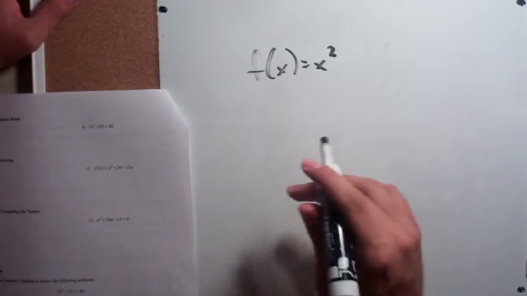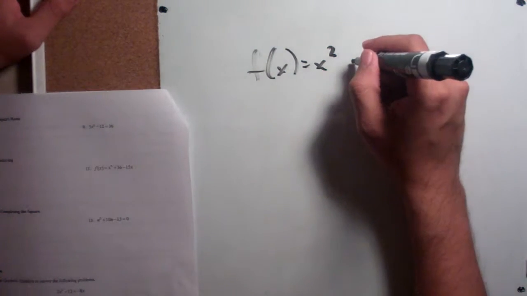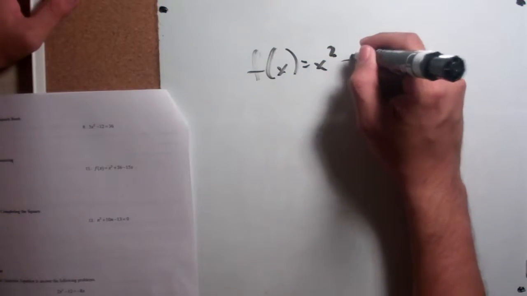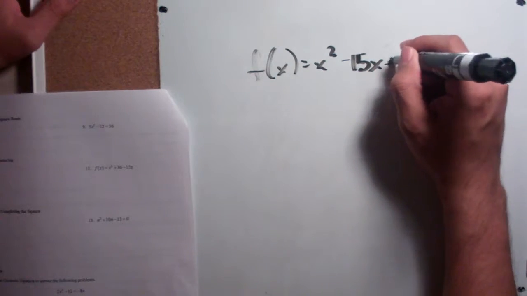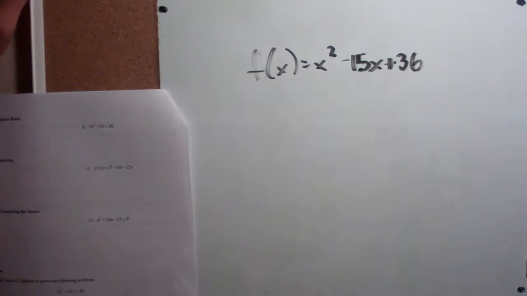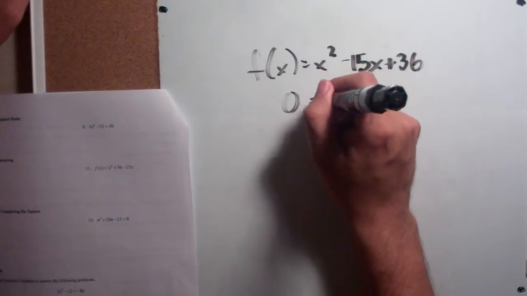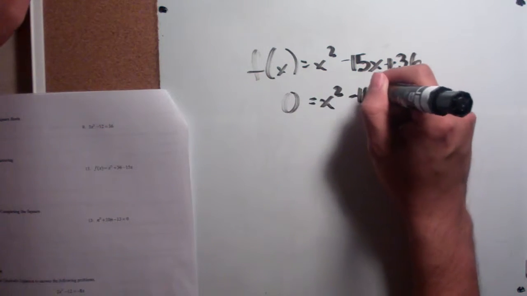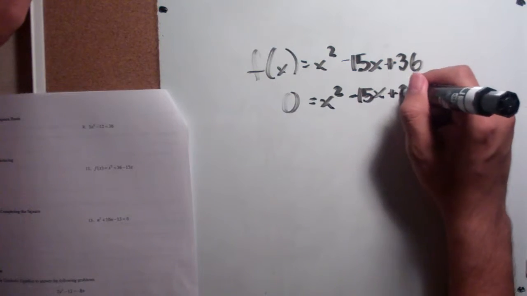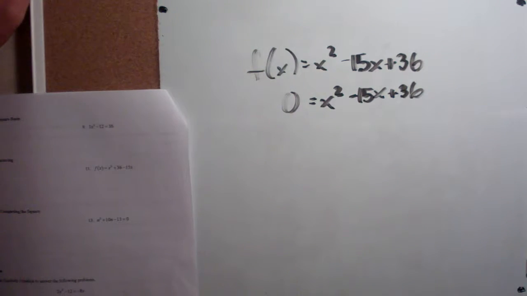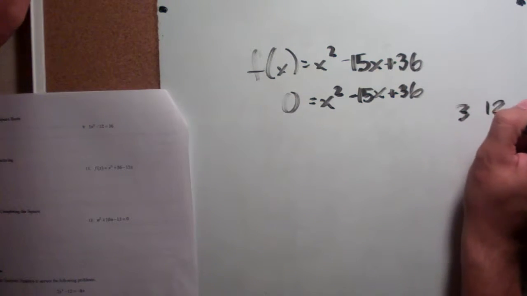Okay, number 11, f of x equal to x squared. I'm going to rearrange number 11 so that it's in standard form, so negative 15x plus 36. When it has this, you want to set f of x equal to 0. This means that the height of the parabola, we want it to be at 0, so it's on the x-axis, so we set this equal to 0. And it just becomes a normal factoring problem. So we're going to be using the factors of 36. Factors of 36 that we could potentially use, I believe, are 3 and 12.